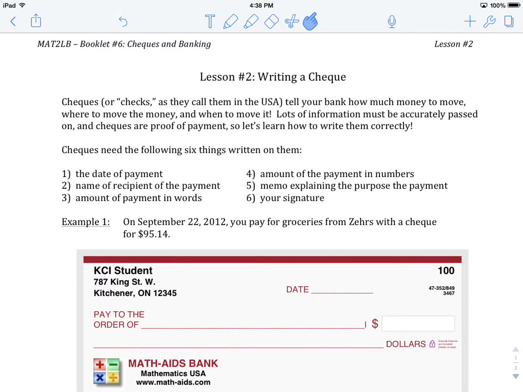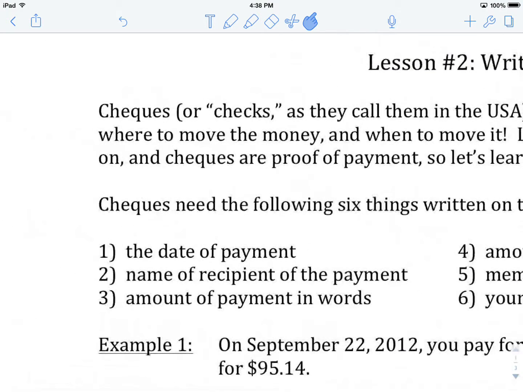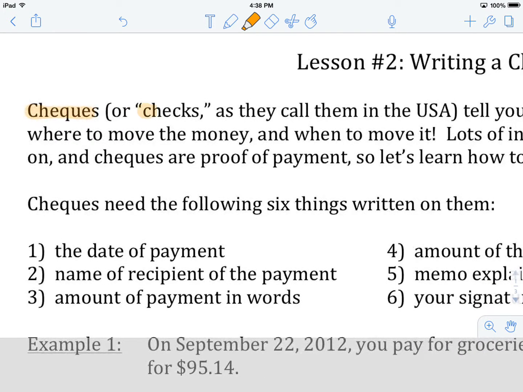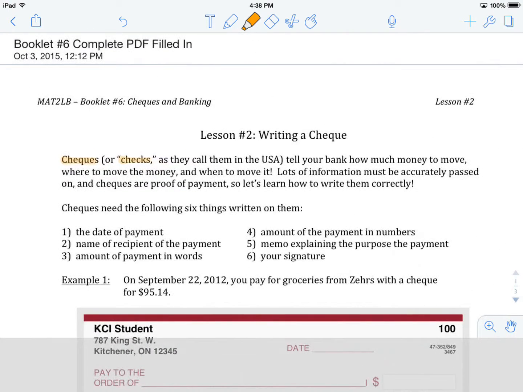So check, one of the interesting things about check is that you'll notice here how we spell it in Canada with the "que": Cheques. In the United States and other places in the world, they opt for the more regular looking checks, Checks. We're going to try to, as much as we can, stick with our Canadian version, Cheques. But just so you know, they both mean the same thing.